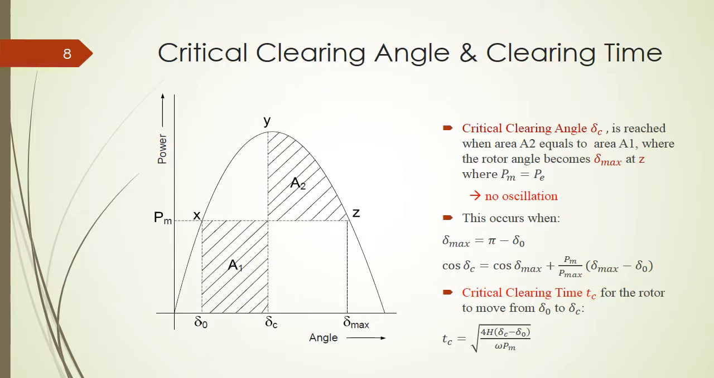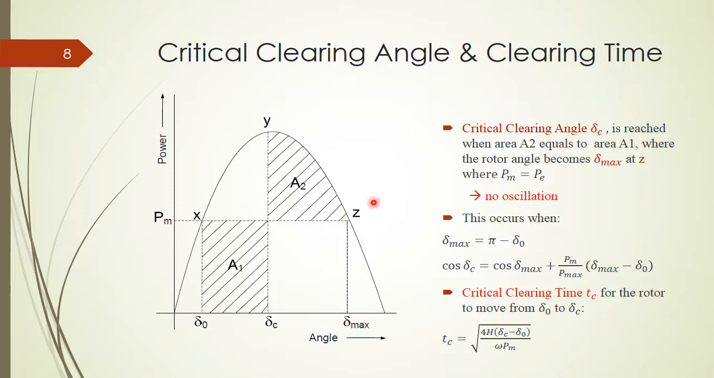Now we don't want that to happen. What we want is that when we clear the fault, the system will start from Y here, decelerate to Z, and stop at Z. So the condition of stopping at Z is that PM here will equal the new electrical power P max times sine delta max.